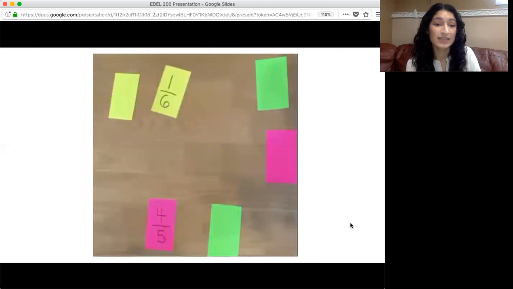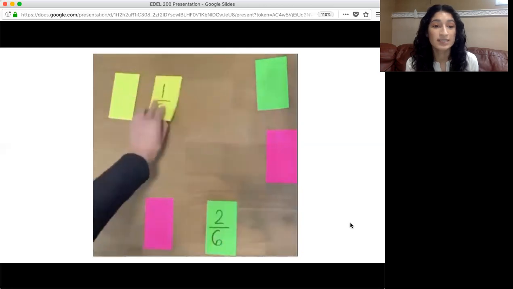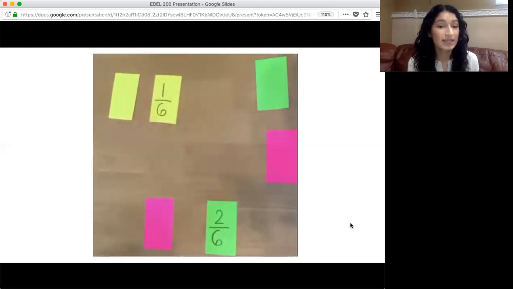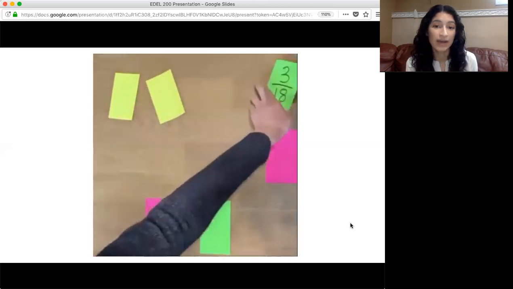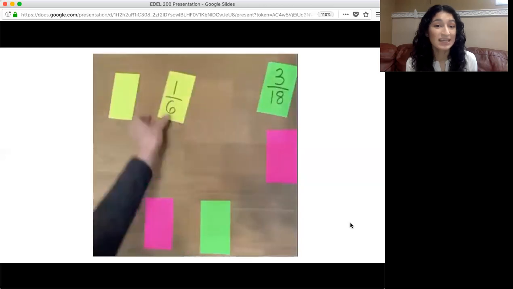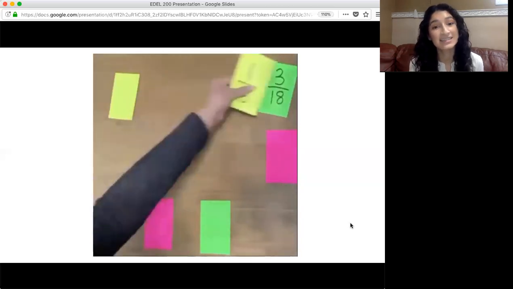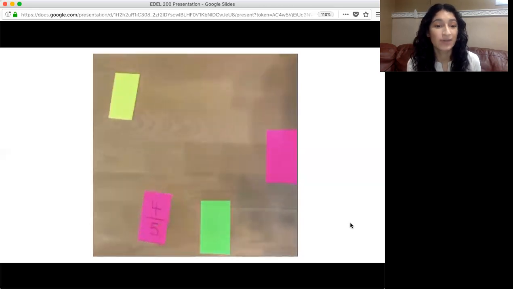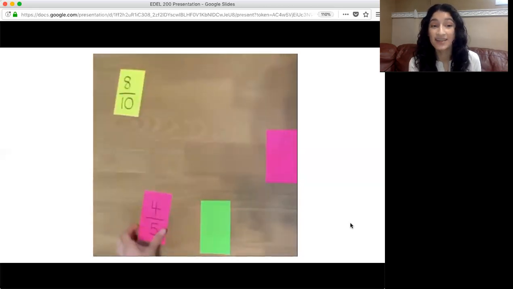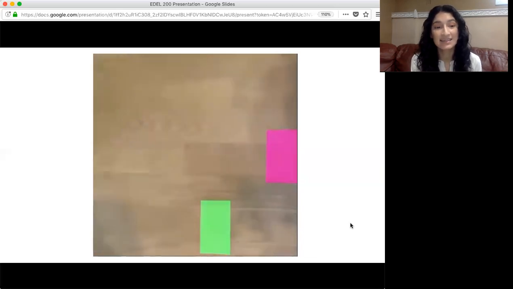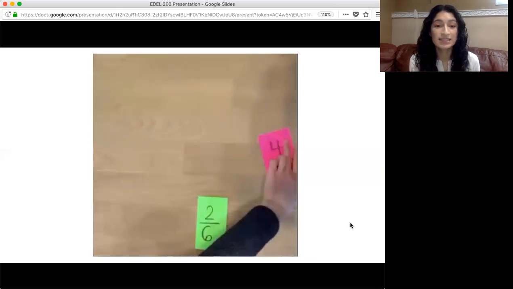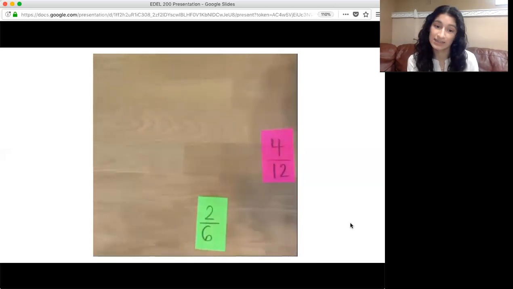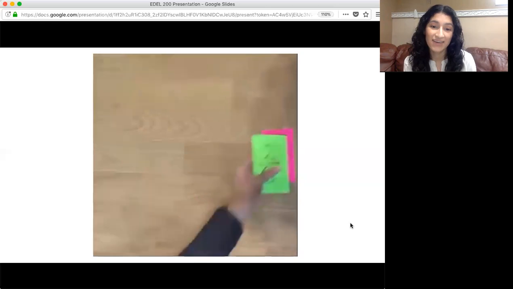4/5 and 1/6, are these equivalent? No, so we're going to turn them over. Next we have 2/6 and 1/6, are these equivalent? No. And then next we have 3/18 and 1/6, are these equivalent? Yes, so this person will claim them. Here we have 4/5 and 8/10, are these equivalent? Yes. And next, 2/6 and 4/12, are these equivalent? Yes, they are. Okay, and so whoever claimed the most cards wins.